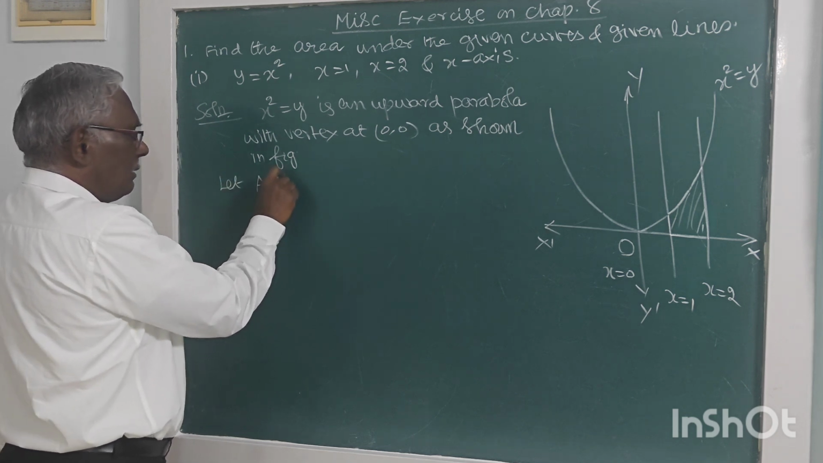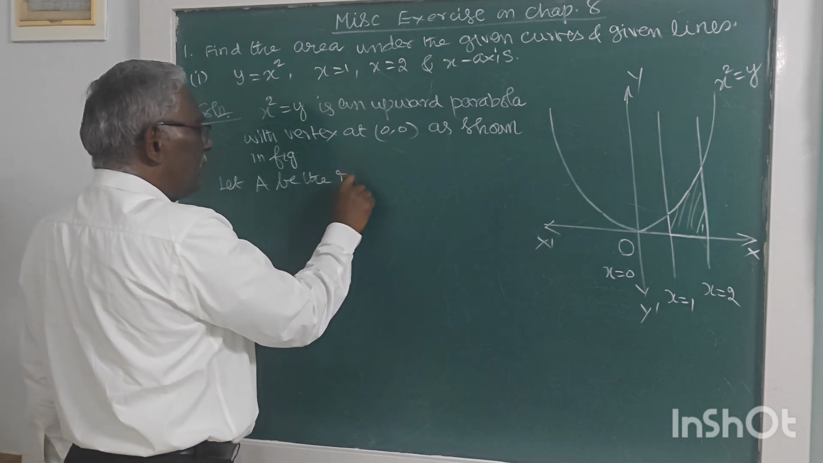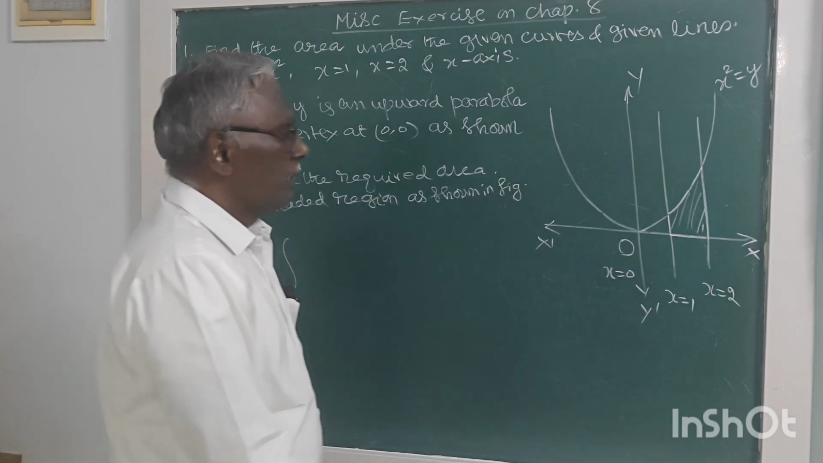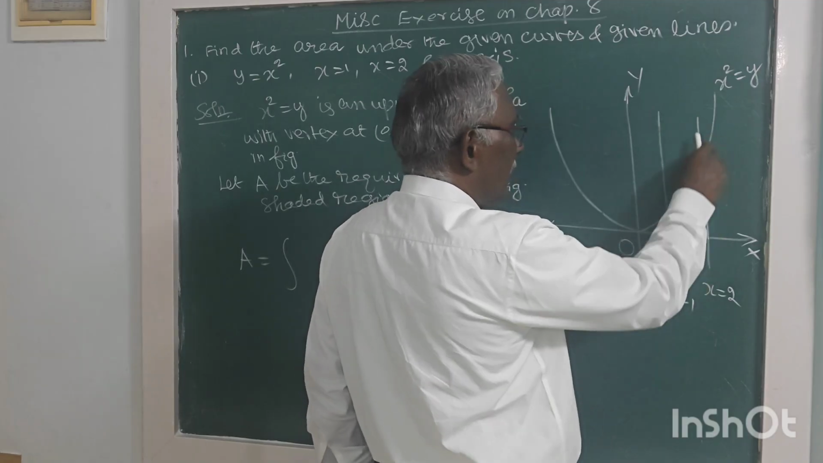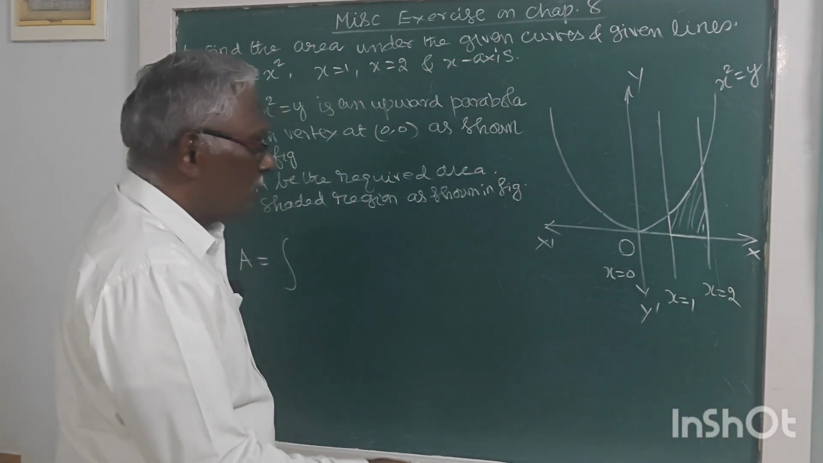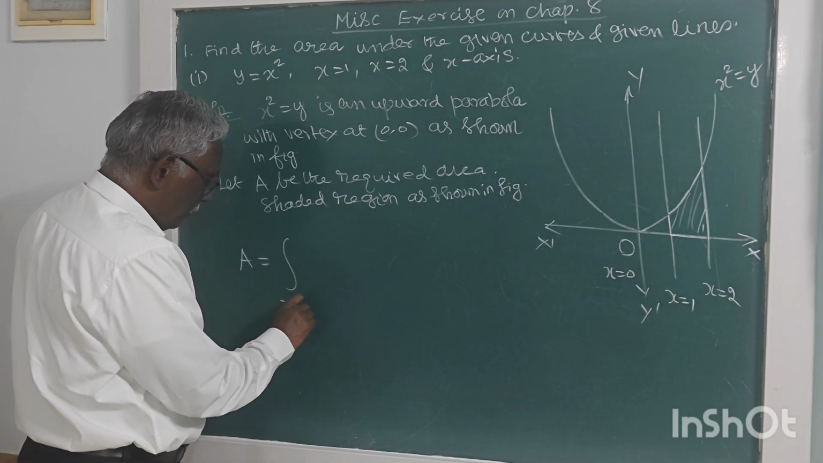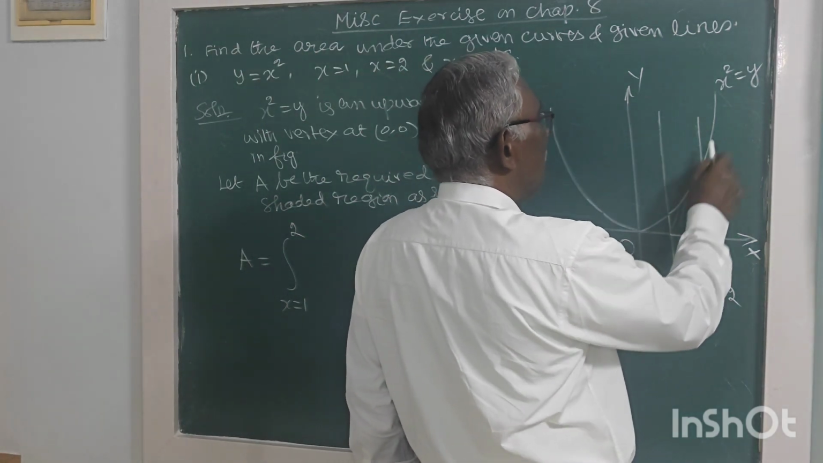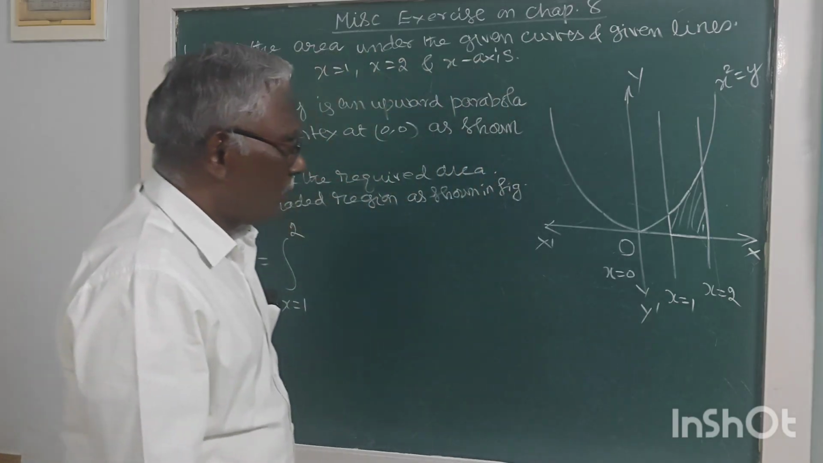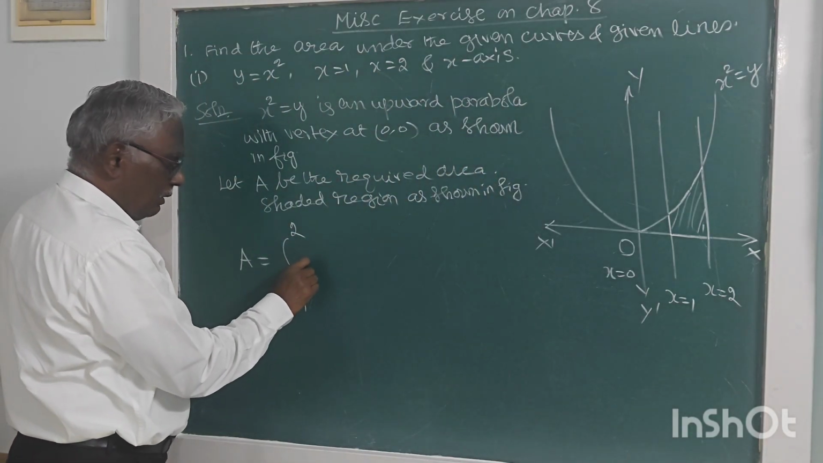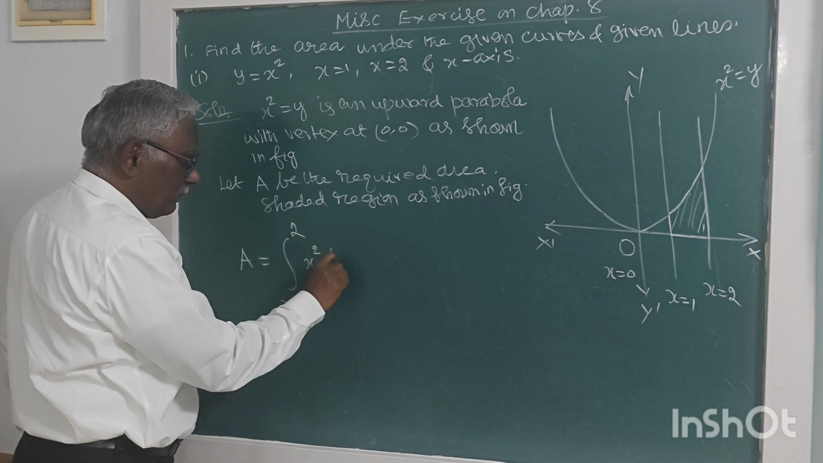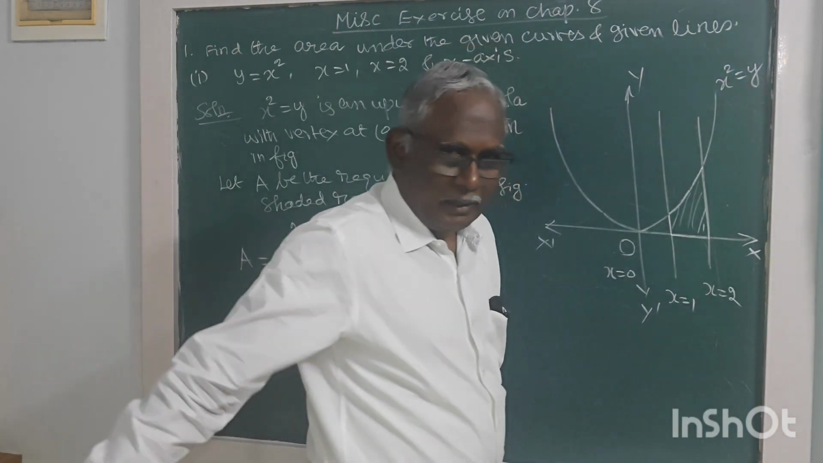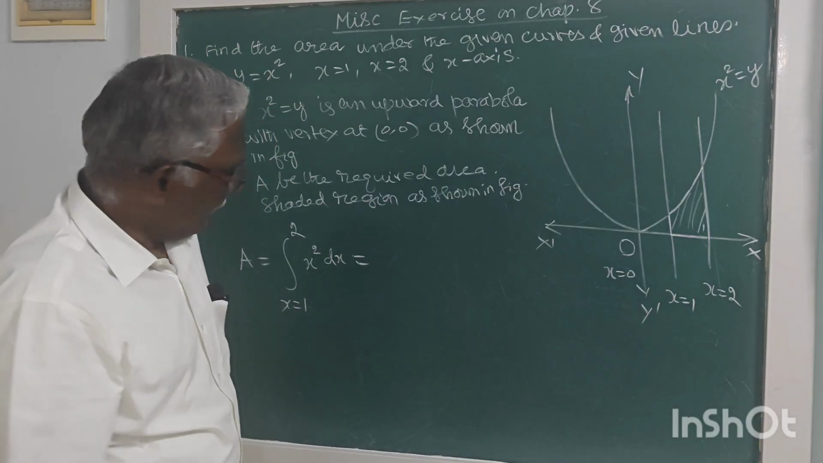Let A be the required area. A is equal to integral, x is equal to 1, x is equal to 2. Therefore, x varies from 1 to 2 and the equation of this curve is y is x square. F of x is x square. So, x square dx. So, we have to express y in terms of x, that is nothing but f of x.